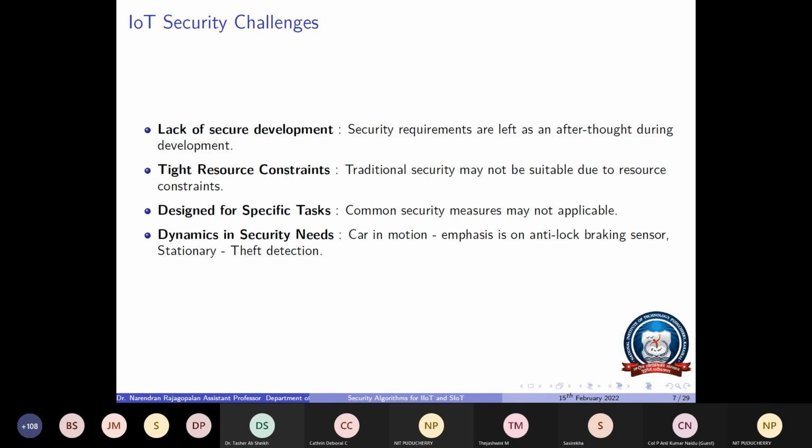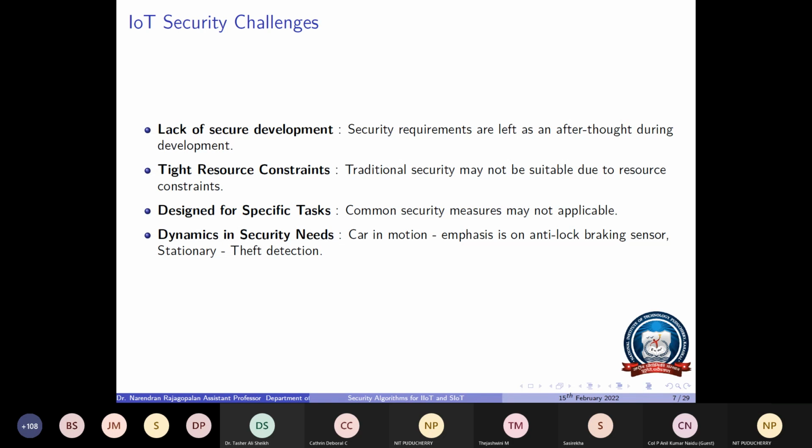Second is tight resource constraints. As we have already discussed even yesterday, IoT is an environment where energy plays a very important role, because of which your traditional security mechanisms, which would consume a lot of computational resources and memory, cannot be used as they are in an IoT environment.